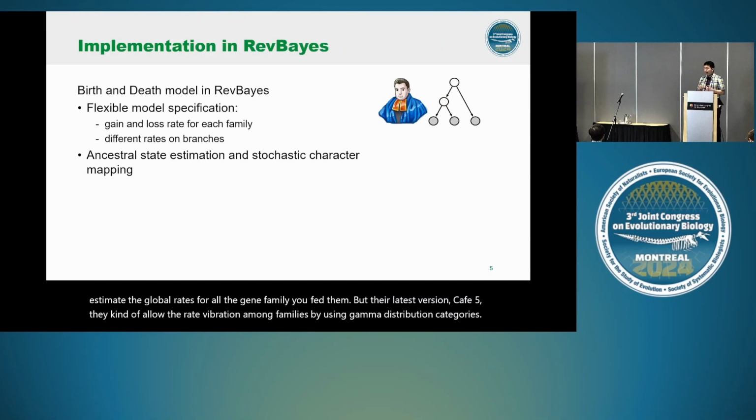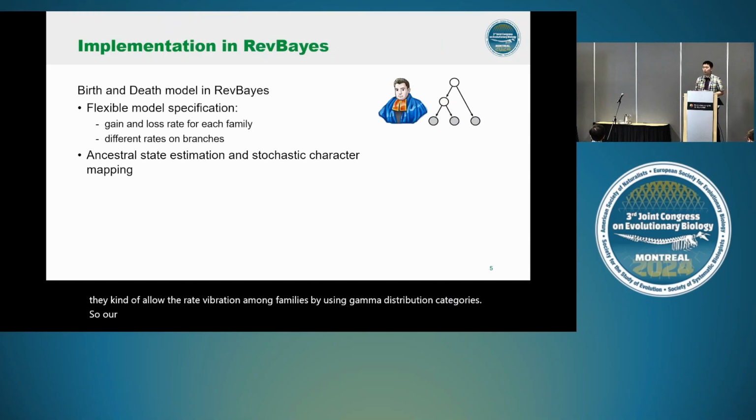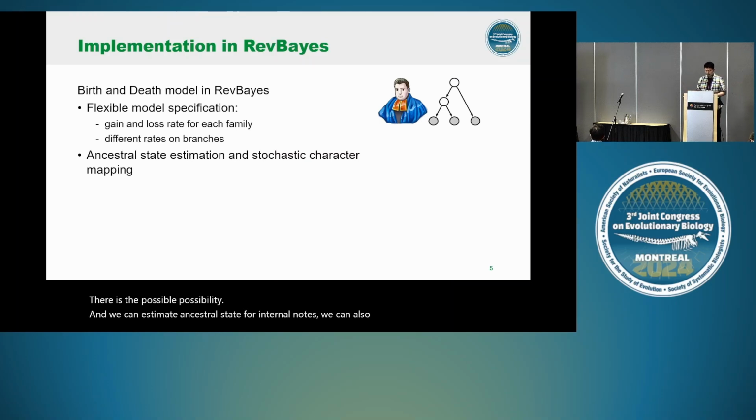So our implementation is in RevBayes. Why do we want to do that? There are several advantages to implementing this model in RevBayes. First, it allows very flexible model specification. For example, we can have independent gain and loss rates for each gene family. We can also allow different rates on different branches, although we didn't really explore it in my talk, but there is a possibility. And we can estimate ancestral states for internal nodes. We can also do stochastic character mapping.